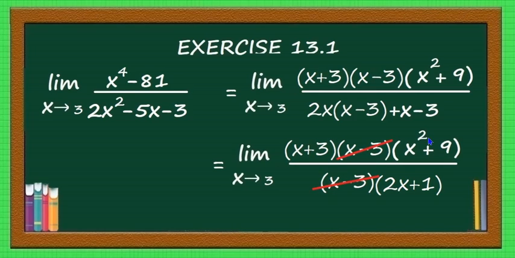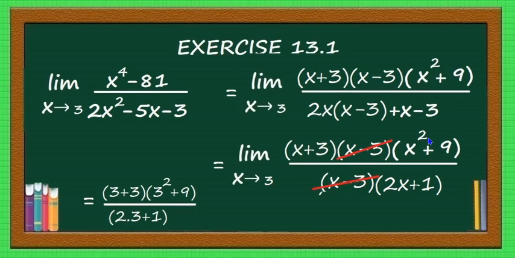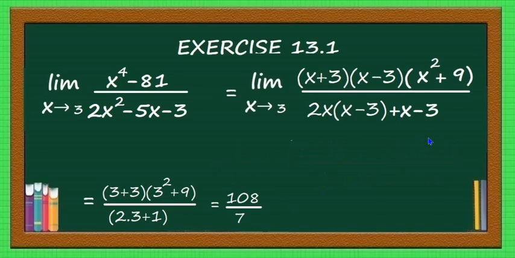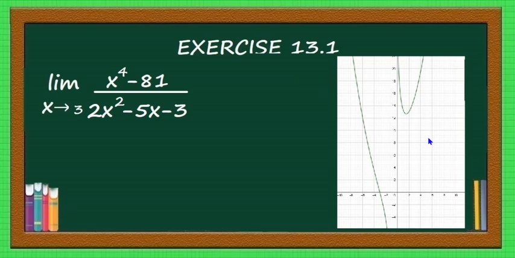Now you put x equal to 3 in this expression. You will have 3 plus 3 into 3 square plus 9 divided by 2 into 3 plus 1. That's equal to 108 divided by 7, which is the limit of this function. And just to understand better, let us take the graph of this function. The graph of the function x to the power 4 minus 81 divided by 2x square minus 5x minus 3 is like this. And as x approaches 3, see the point here, f of x is approaching the number 108 by 7.